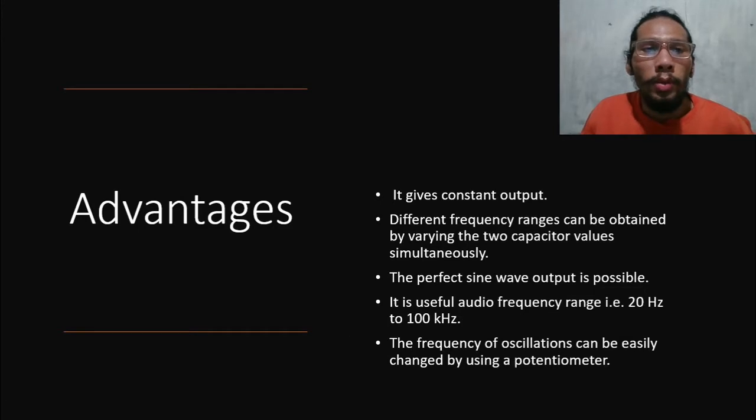Before proceeding, I will discuss some of the advantages of the Wien bridge oscillator. First, it gives constant output, and different frequency ranges can be obtained by varying the two capacitor values simultaneously, and a perfect sine wave output is possible. It is useful in the audio frequency range, for example 20 Hz to 100 kHz. And the frequency of oscillations can be easily changed by using a potentiometer.